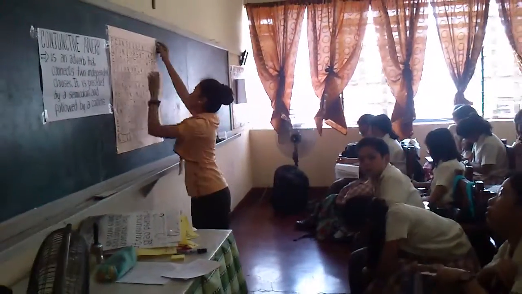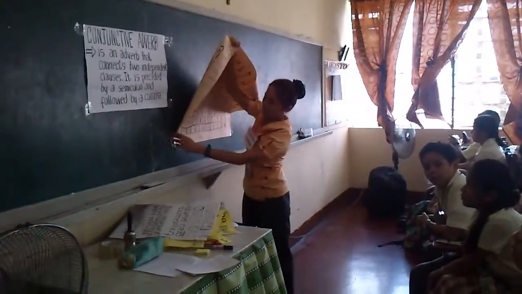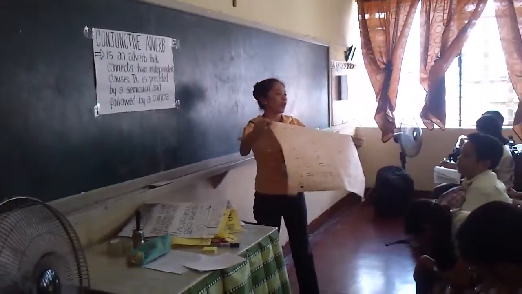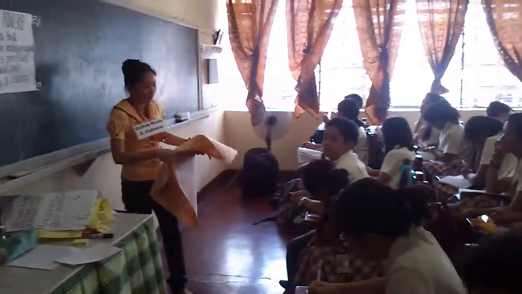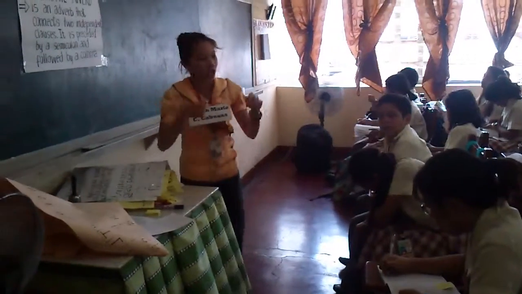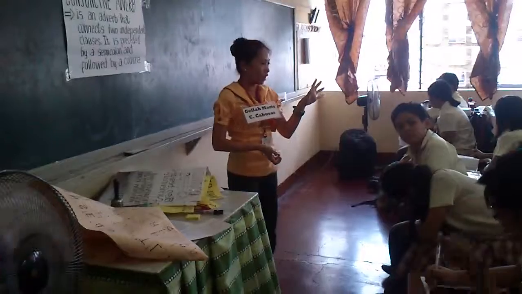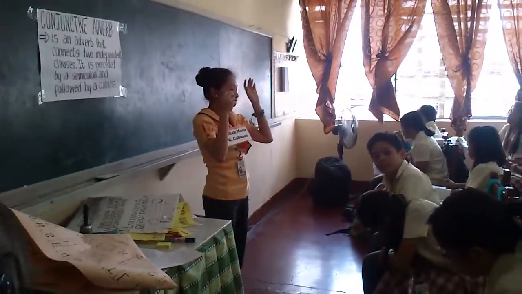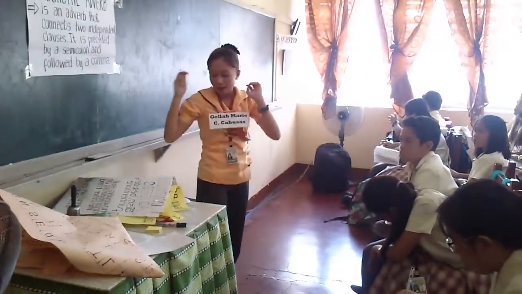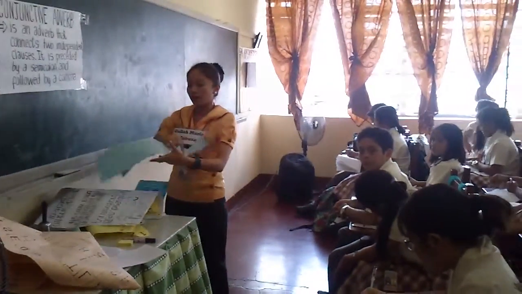An adverb that connects two independent clauses. It is preceded by a semicolon and followed by a comma. Okay, so when you're going to use the conjunctive adverb in a sentence, you should see to it that you use the correct punctuation, the semicolon and the comma. So you will use the semicolon before the adverb, and after it, you're going to indicate a comma also. So here's an example of a sentence using the conjunctive adverb.